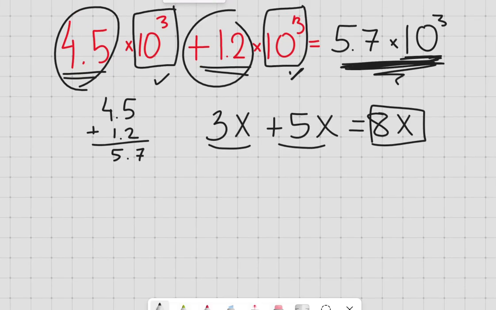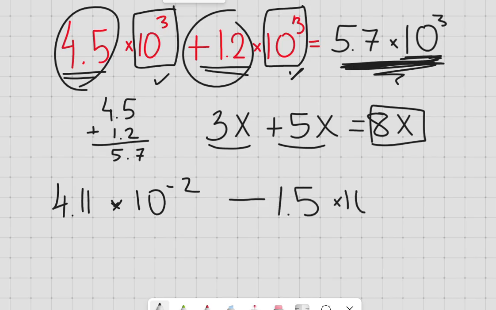If we have, for example, 4.11 multiplied by 10 to the power of minus 2 this time, minus, let's say, 1.5 multiplied by 10 to the power of minus 2. All right. The first thing that we have to check is, do my numbers have the same exponent? 10 to the power of negative 2, 10 to the power of negative 2. Yes, they do have the same exponents.